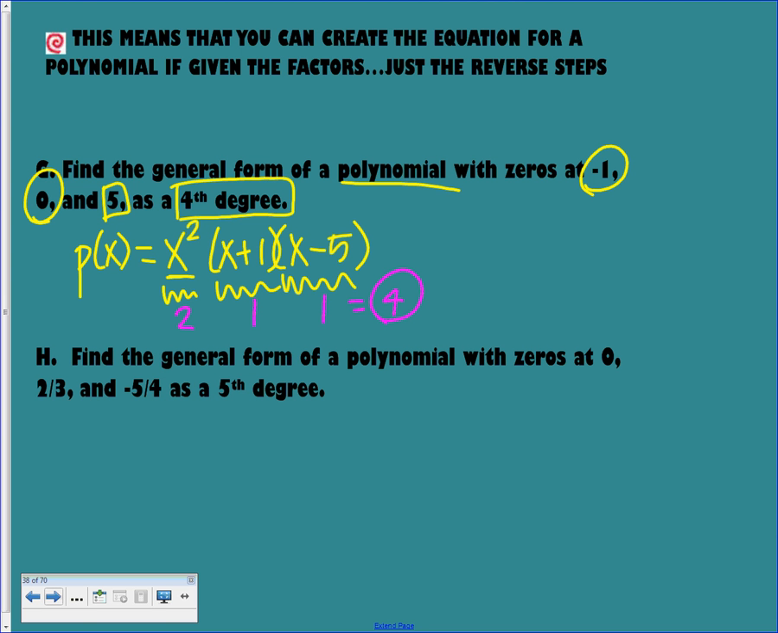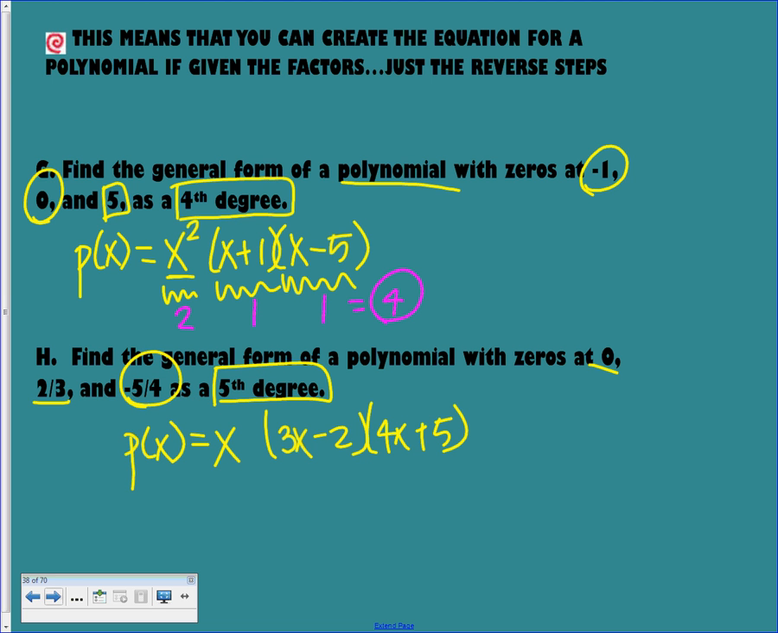So in H, we'll use that same idea. General formula of a polynomial, p of x, 0 is at 0, so there's going to be my x. 2/3, again, you move that denominator, so that's going to be 3x minus 2. And negative 5/4. Move your denominator, so that'd be 4x plus 5. So move the denominator, change the sign. Now this time it says a fifth degree. So right now I've got 1, 2, 3, and I need 5. So if I change this to a 3, now I've got 3, 4, 5. So now I'm good to go.